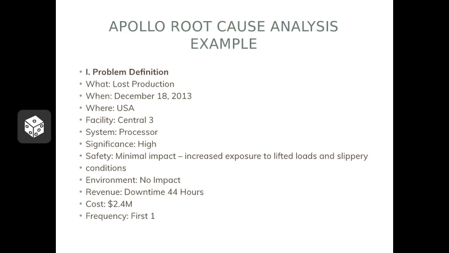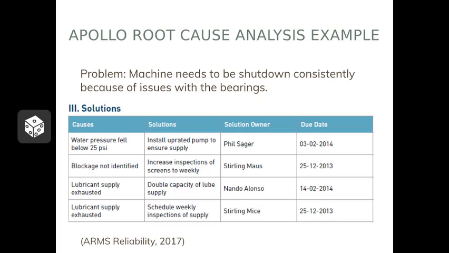The first step in implementing the root cause analysis is to define the problem. You can see here what the problem is, where and when it happened, and how much time and money the problem is costing. This scenario is that a machine in a manufacturing plant keeps failing and needs to be shut down. Using the Apollo root cause analysis, the third step is to figure out the causes and solutions. In this example, the water pressure was too low due to a blockage, and each cause was identified along with a solution, an owner, and a date.